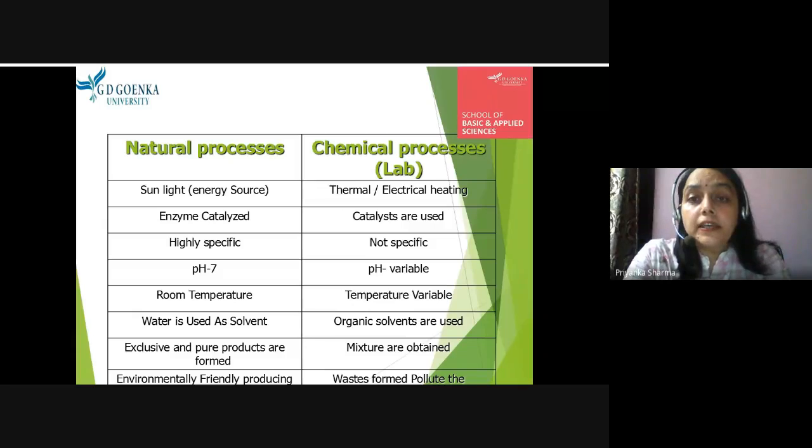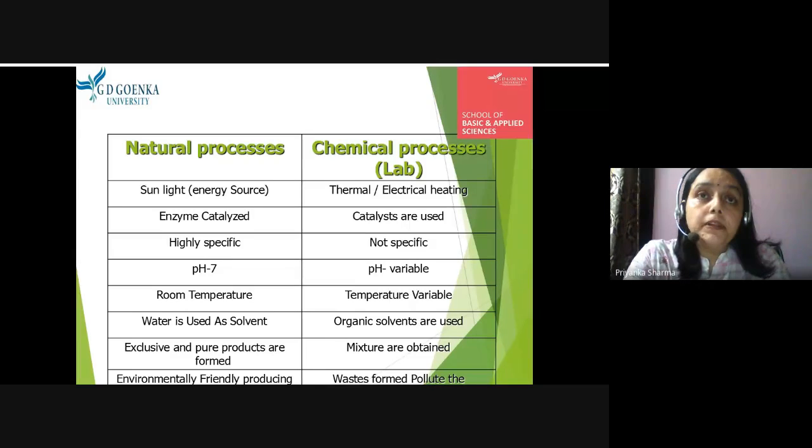With this, we can say a large amount of mixtures can be formed. We required non-renewable resources for the heating purposes. We required the catalyst also. But when we compare it with the natural processes, those processes are highly specific. That means what product you require, that will nature give you.